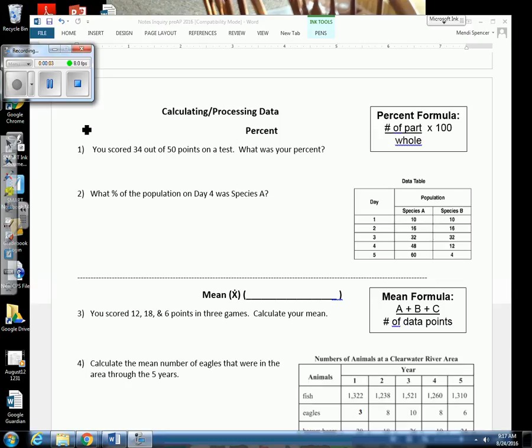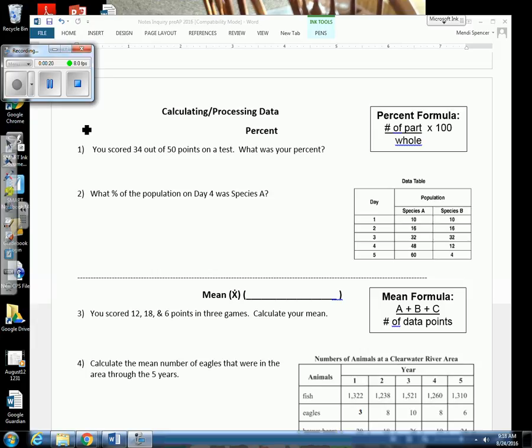In this part of your notes, we're going to talk about the statistics that you're going to see often in this class. When we do labs, you're going to be asked to calculate things like percent and mean and standard deviation. So I want to work through some of these examples with you. The first calculation that we're going to look at is percent.